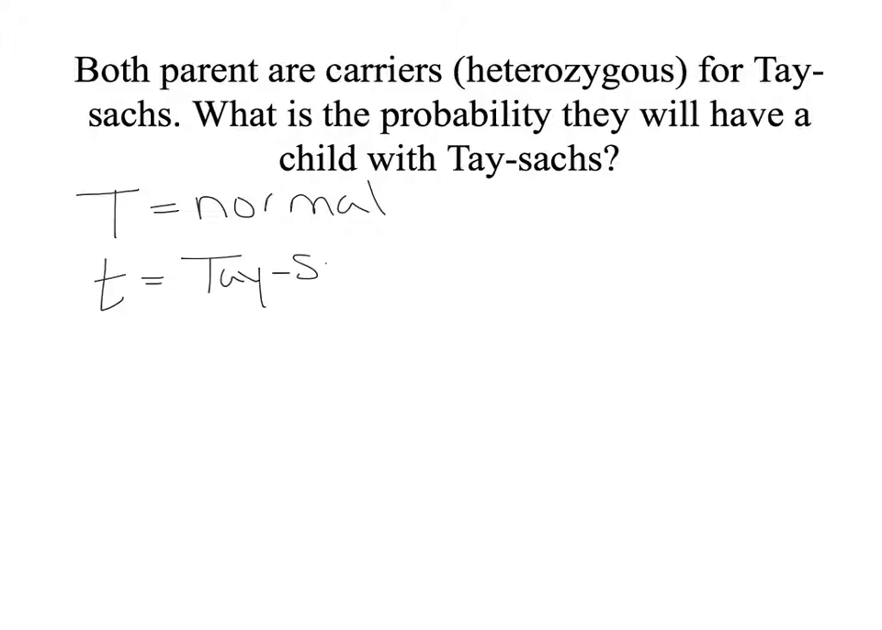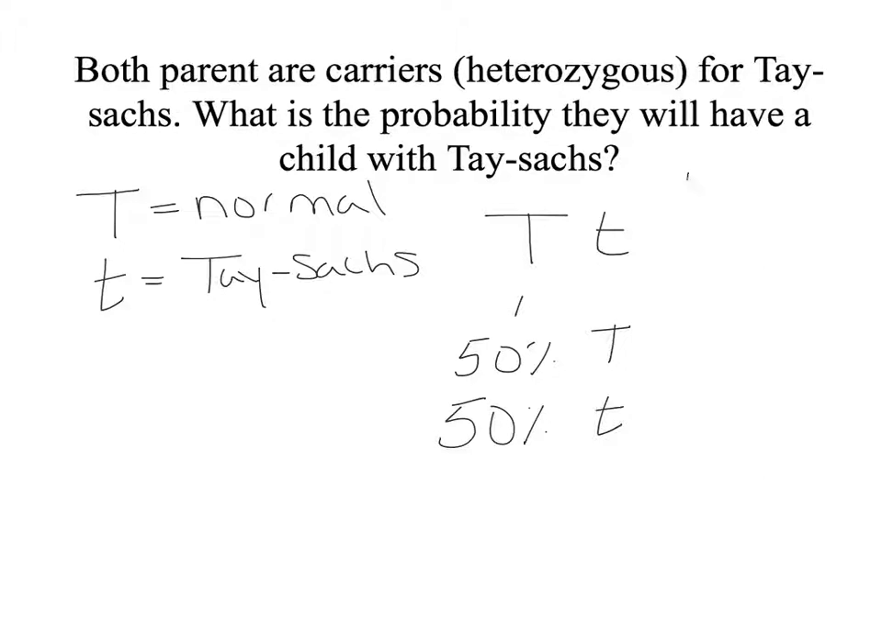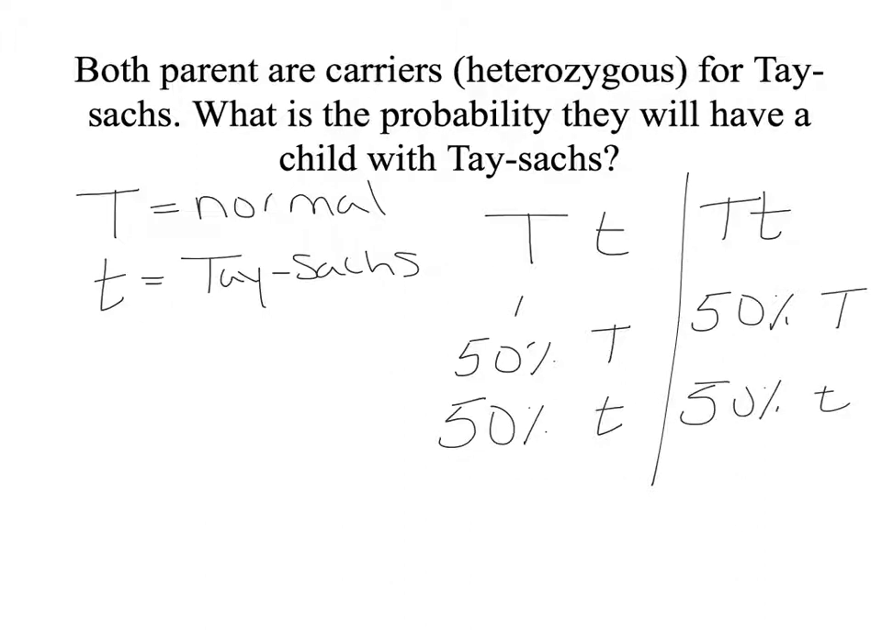So we can make a little key of traits or alleles to the side to help us keep this straight. Each parent is heterozygous, so they have one big T and one little t. This means that when they produce gametes, there's going to be a 50% chance of their gamete having the big T and a 50% chance of their gametes having the little t. Both parents are heterozygous, which means each one has a 50% chance of passing on the big T, and a 50% chance of passing on the little t.